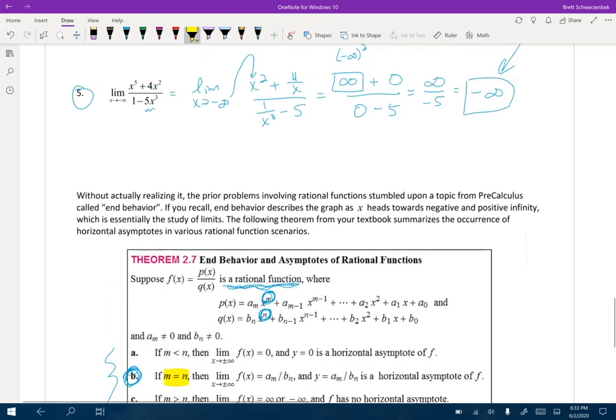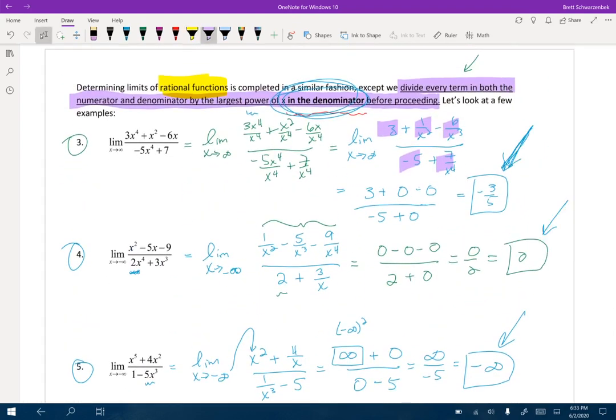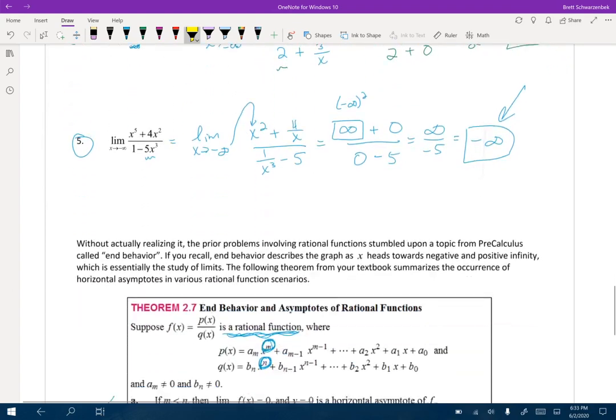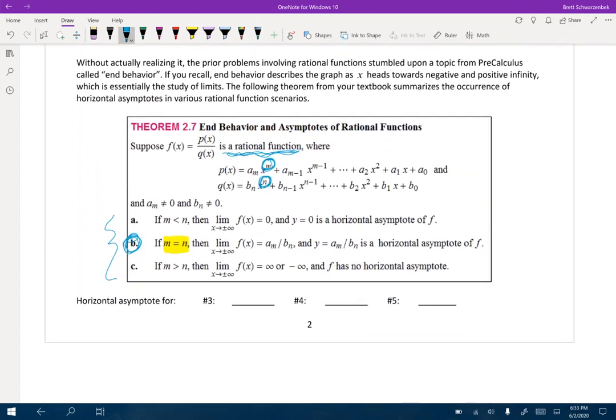So what does that mean? If you go to our problem over here, look at the highest degree of the numerator and denominator. What is the relationship? They are the same. They're both 4. So that means that this is the rule here that we need to use. So what happens in that case? What we do is we take the leading coefficients of those terms and put them in a fraction. That is always going to be A, the limit, and B, the horizontal asymptote of the function.